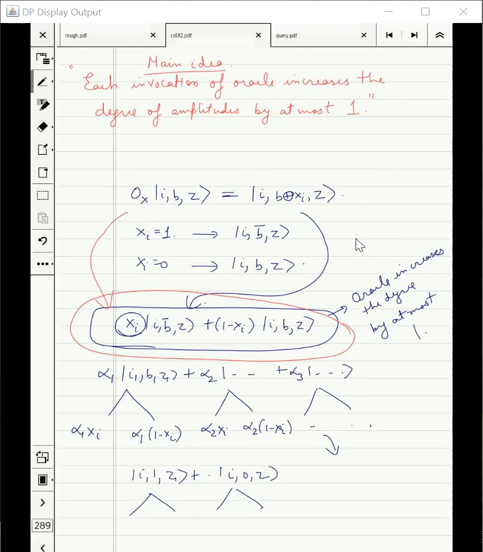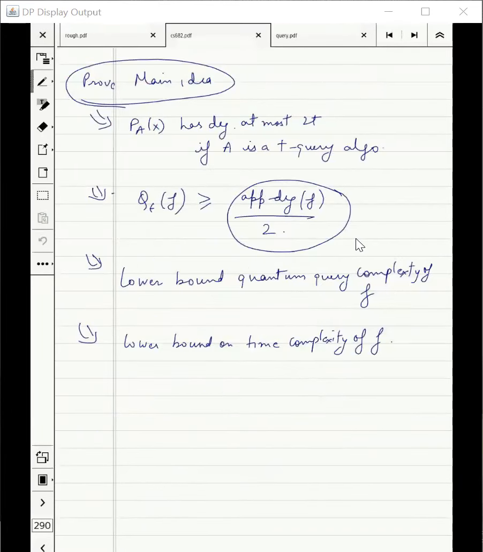If I lost you somewhere, please go to the notes and you can finish, I'm sure, but I'm here for other questions.